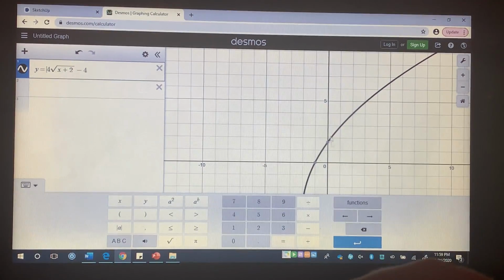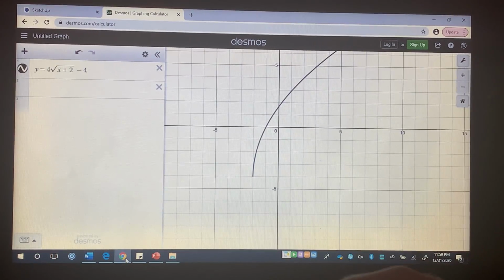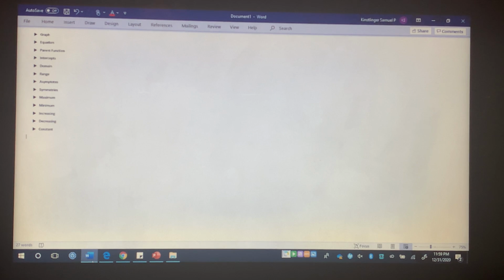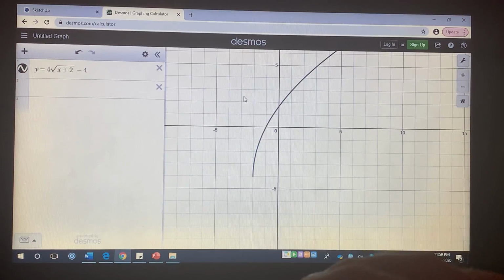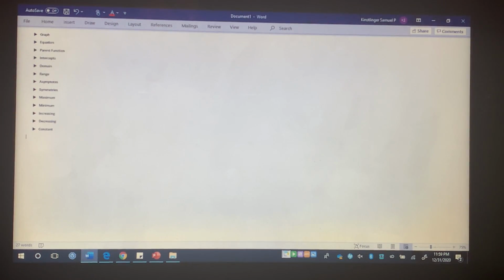Now this one, a radical. So we know the parent function is just y equals square root of x. It's a radical. We saw the equation and the graph. If you guys don't understand how I know some of these, or how I got from the equation to the graph and all that, check out my videos on these different ones, because I have videos explaining each of the parent functions and each of the graphs.